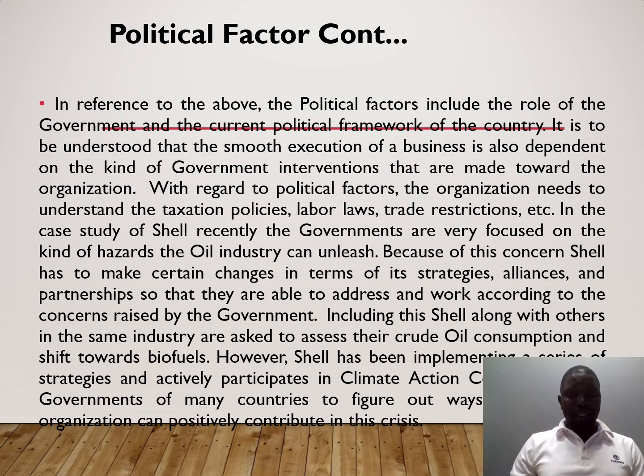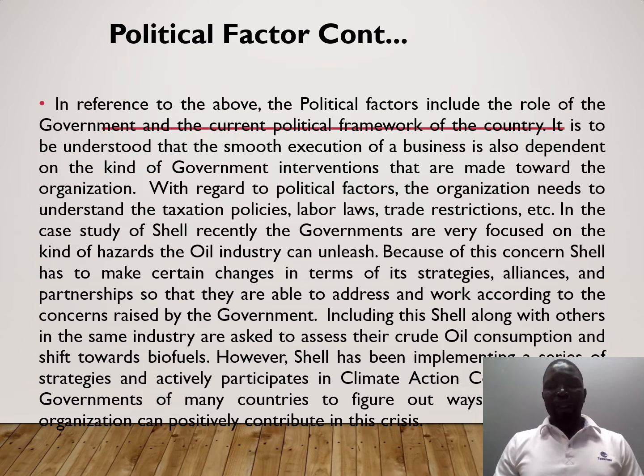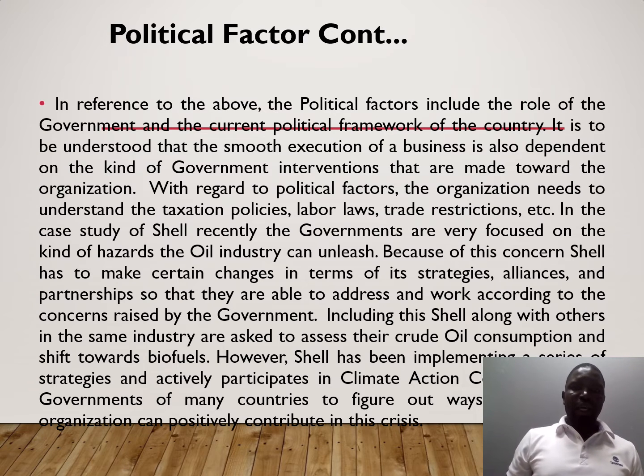So the political factors, in reference to the above, include the role of the government and the current political framework of the country. It is to be understood that the smooth execution of a business is also dependent on the kind of government interventions that are made toward the organization. So, in conclusion, Shell has worked with different governments to make sure that its energy sources are more reliable and more efficient.